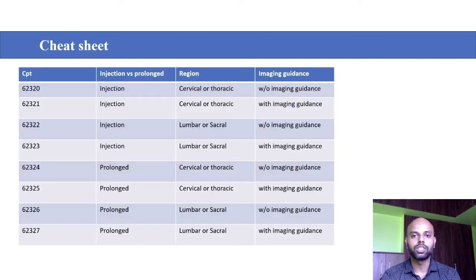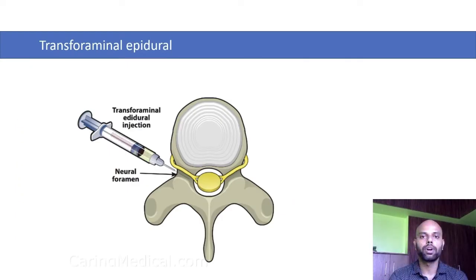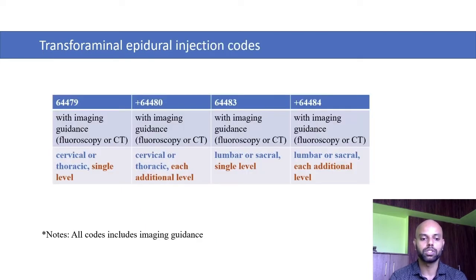This is the cheat sheet. You can use it for your practice to pick the right procedure code. When the provider injects anesthetic or steroid into the transforaminal epidural space, we have 4 CPT codes: 64479, 64480, 64483, and 64484.